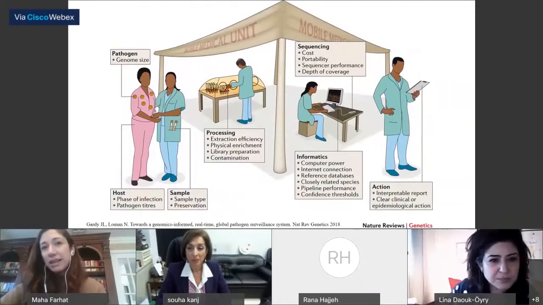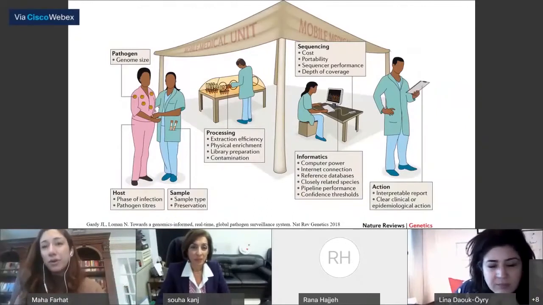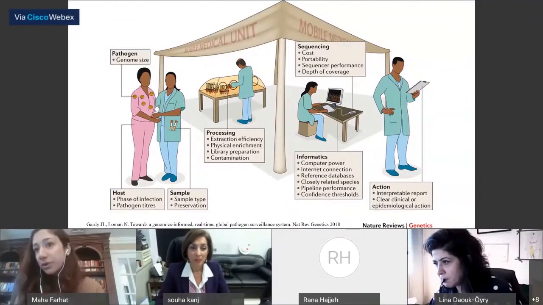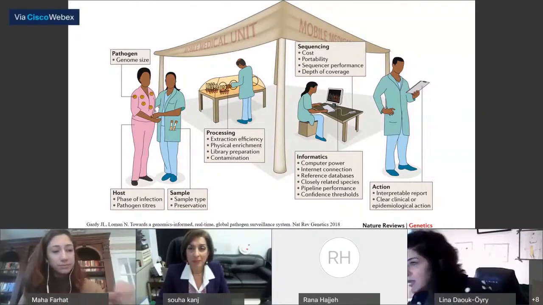And I'm just going to leave this slide up here for a few seconds as we take questions. This is a nice review article that talks about what we need to do to operationalize molecular type surveillance in resource-limited settings. So thank you all for your attention.